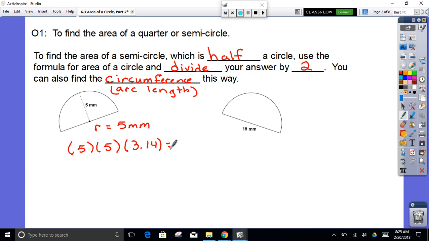We end up with 78.5 square millimeters. So if we were finding the area of the whole circle, it would be 78.5 square millimeters. Since we only have half of the circle, we're going to divide 78.5 by 2, and we get 39.3 square millimeters. Any questions about that one?